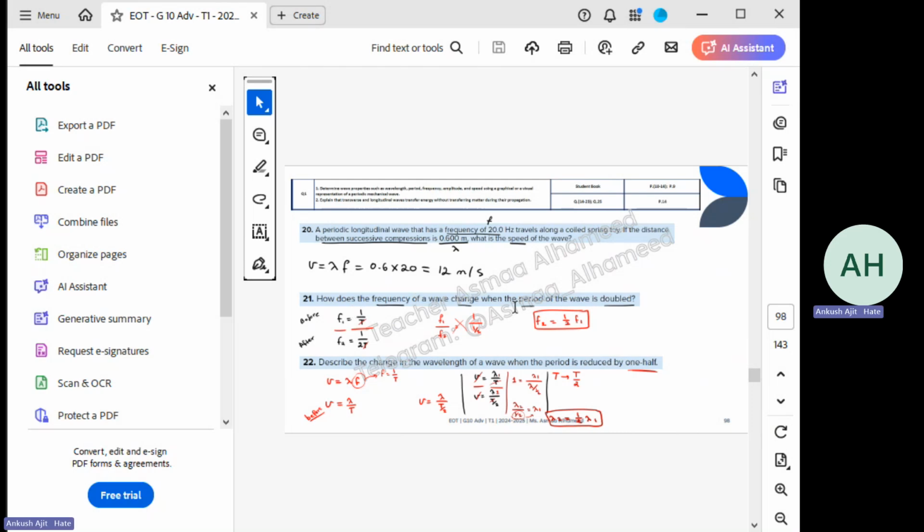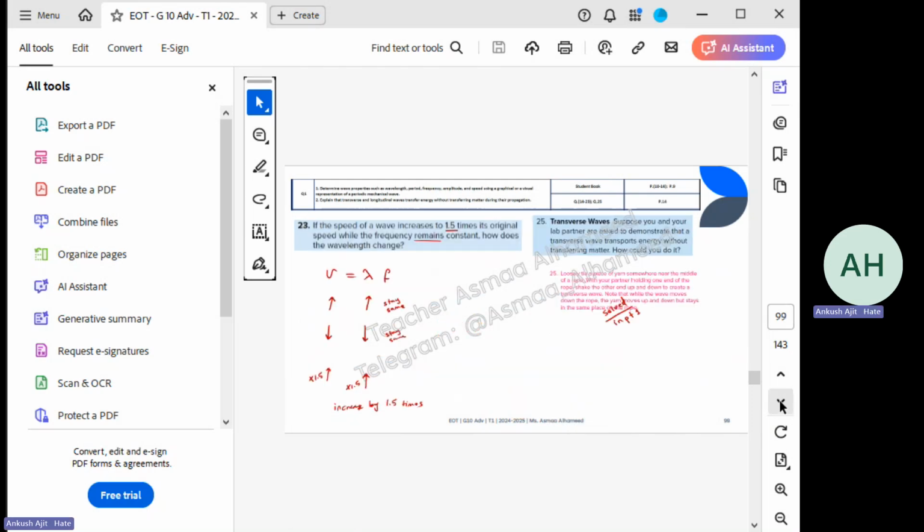How does the frequency of the wave change when the period of the wave is doubled? f equal to 1 by T, so f equal to 1 upon 2T. So f2 equals half f1. What is the change in the wavelength of the wave when the period is reduced by half? So see, time from T becomes T by 2. This is before, this is after. Clearly, it is nicely given here.